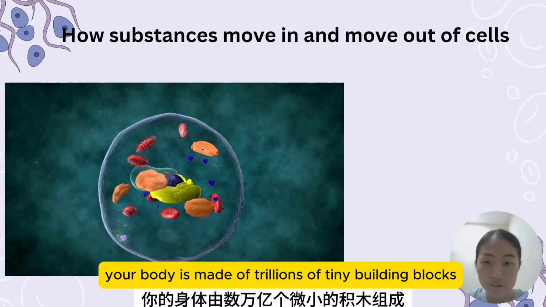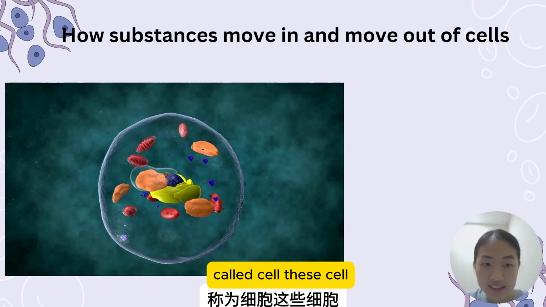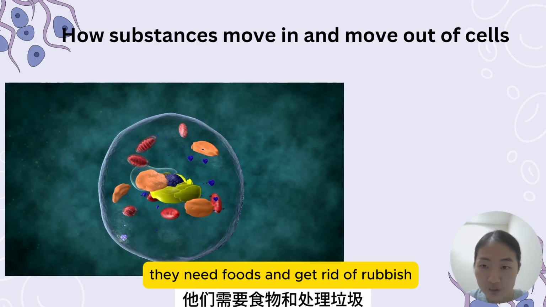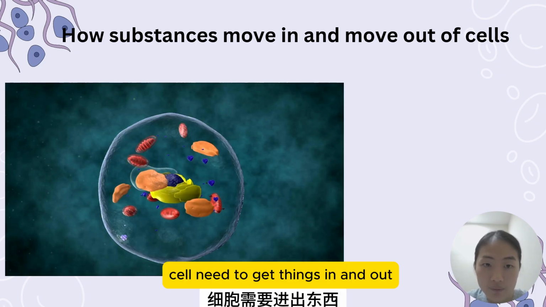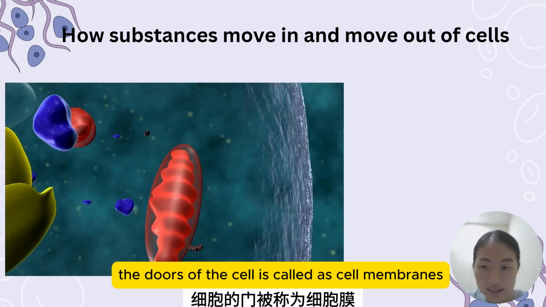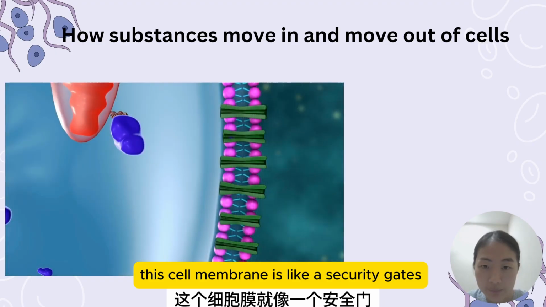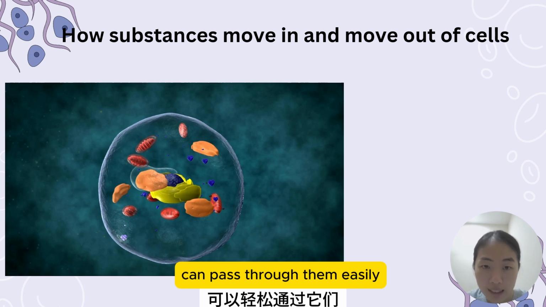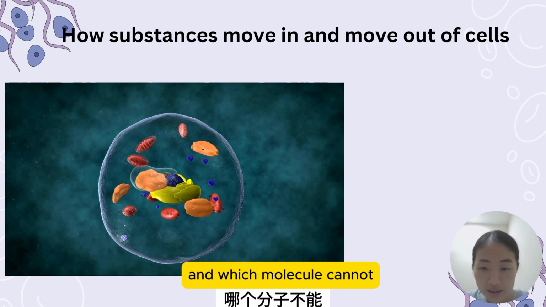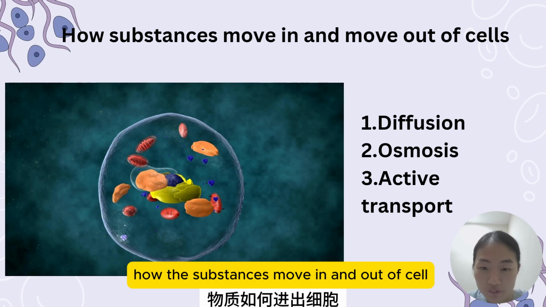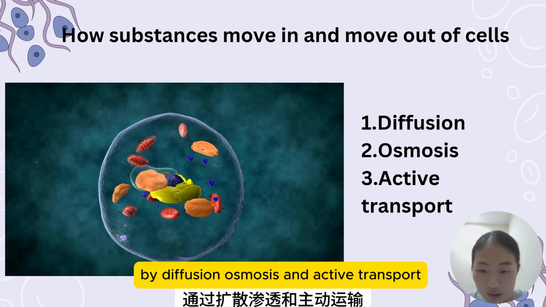Your body is made of trillions of tiny building blocks called cells. These cells are always working, and just like your house, they need food and to get rid of rubbish. Cells need to get things in and out. The doors of the cell are called cell membranes. This cell membrane is like a security gate. It is partially permeable, meaning it will choose which molecules can pass through easily and which cannot. So there are three ways substances move in and out of cells: diffusion, osmosis, and active transport.